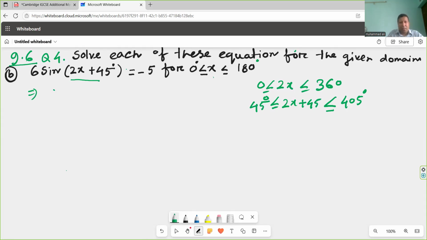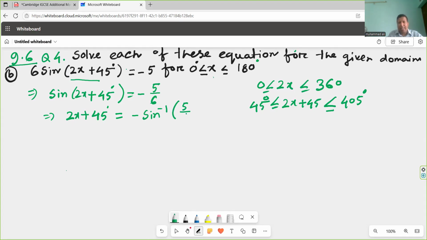Now sine 2x plus 45 degrees equals minus 5 by 6. So 2x plus 45 degrees equals minus sine inverse 5 by 6. Now we'll get here minus 56.44 degrees, 2x plus 45 degrees. Now we'll check where sine is negative. Sine is negative in the third quadrant and fourth quadrant.